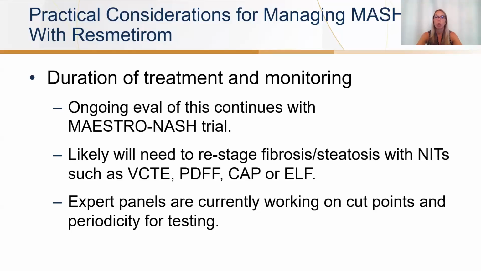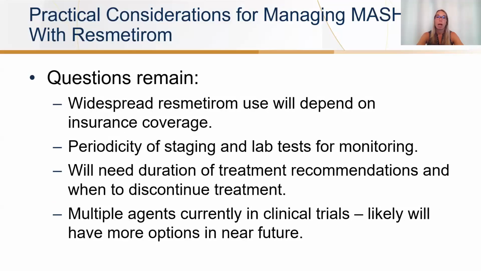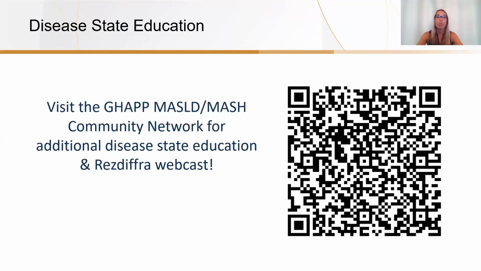So again, expert panels are continuing to work on cut points and periodicity for testing. And these are the questions that still remain. So widespread use of resmetirom really will depend on insurance coverage, and how often do we want to repeat staging and lab tests for monitoring? And again, referencing that AASLD guideline. We'll need duration of treatment recommendations, and when do we stop treating? If that patient has a really great response and they reduce their steatosis completely and their fibrosis stage, where do we go from there? And it's also important to recognize that we have multiple agents currently in clinical trials, so we'll likely have many options in the future and likely be using therapies in combination.